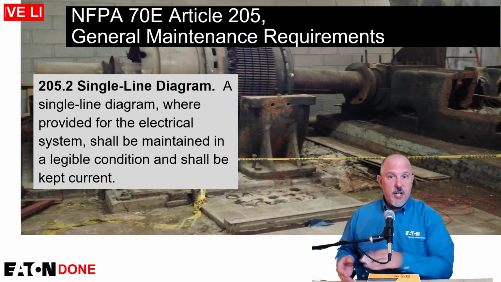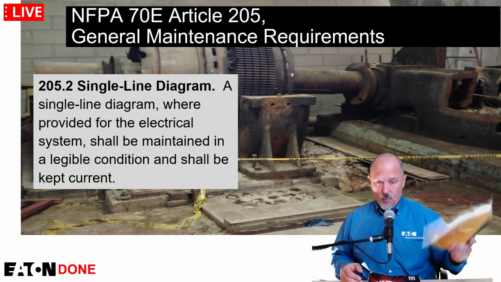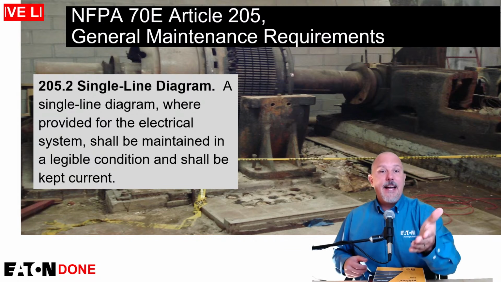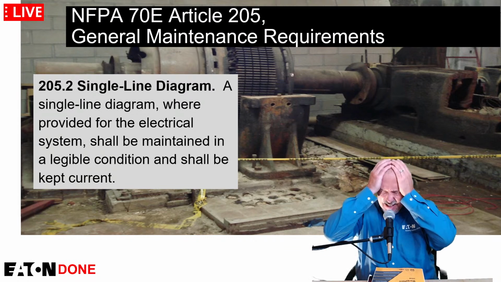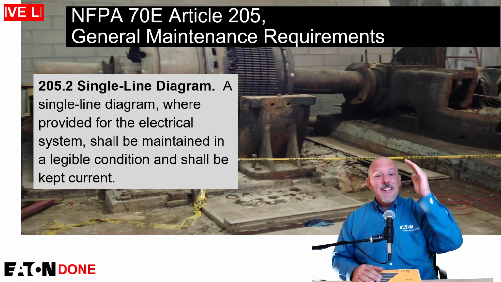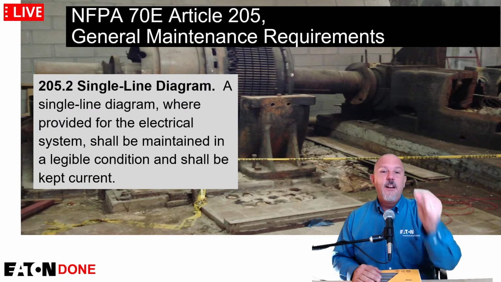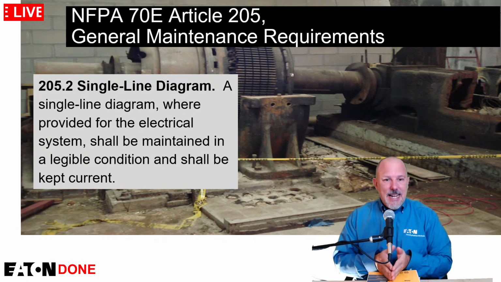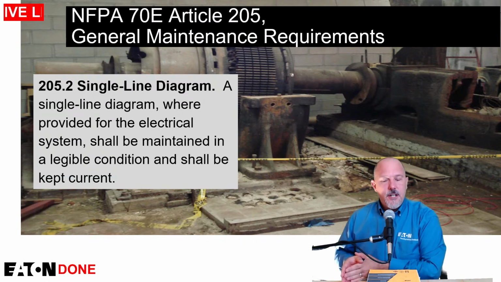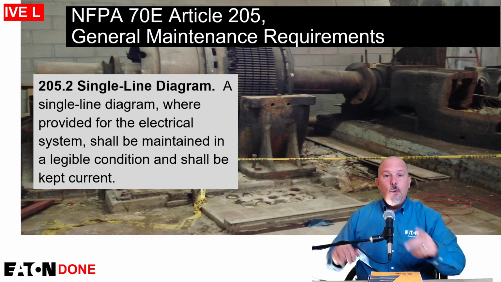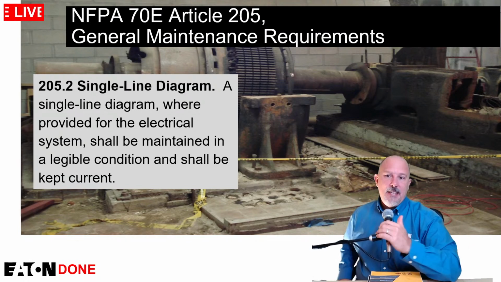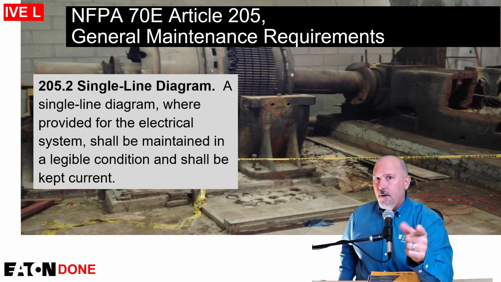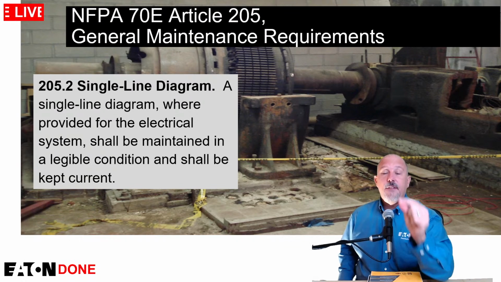205, now we're moving into general maintenance requirements in this document. Single line diagram, where provided. I wish it said a single line diagram shall be provided for the electrical system, but it says where provided. Shall be maintained in a legible condition and shall be kept current. So if you have a one-line diagram, you've got to keep it current. I would argue you should have a one-line diagram.